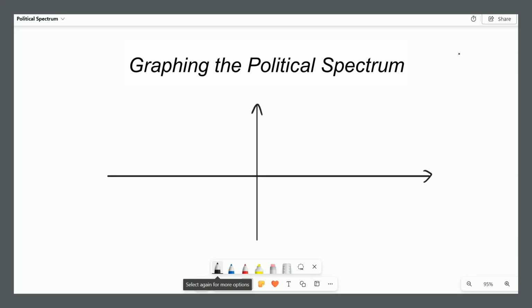So political parties or individuals are often visualized using two axes, one representing fiscal or economic policy, and the other representing social policy. Typically, the horizontal axis represents fiscal or economic policy, with the left side of the axis representing fiscally liberal positions, and the right side of the axis representing fiscally conservative positions or policies. And a simple way to think of this axis is that it represents financial independence.